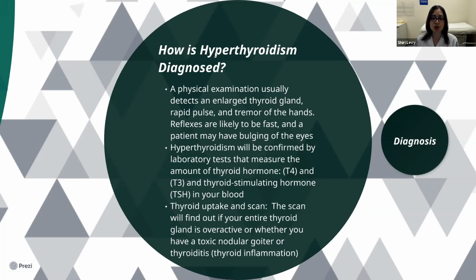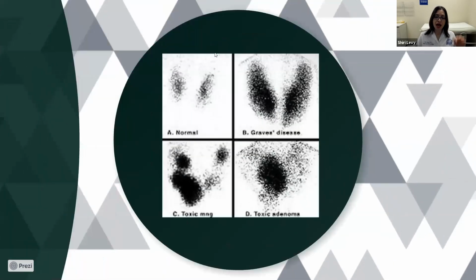One of the tests that we can do to diagnose an overactive thyroid is done in nuclear medicine. It is called a thyroid uptake and scan. The scan will find out if your entire thyroid is overactive or if you just have one nodule that is overactive. And these are simple pictures of what I get from nuclear medicine.